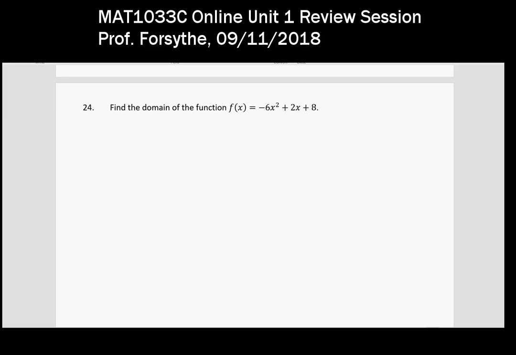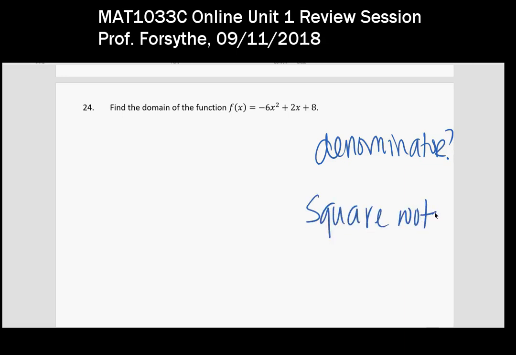Okay, so find the domain of the function f of x equals negative 6x squared plus 2x plus 8. So now we're finding the domain of a function algebraically. There are two red flags you want to look for. You want to check for variables in the denominator or square roots. So we want to look for denominators and then square roots. Here we don't have either one of those. There's no denominator and there's no square root.